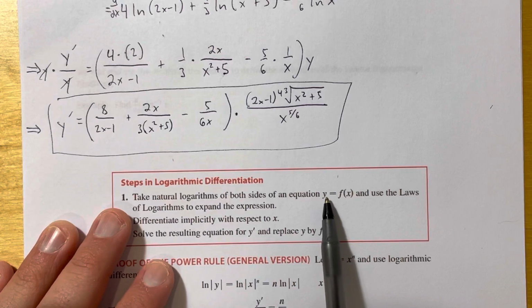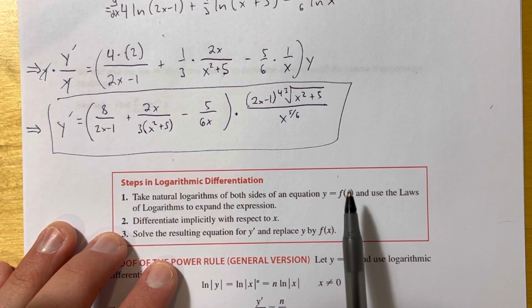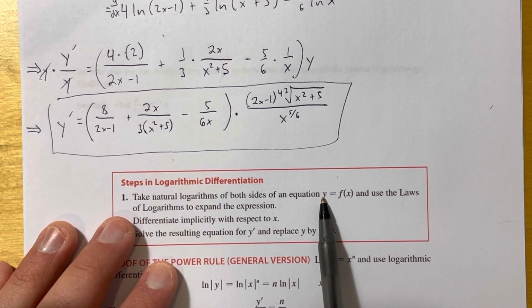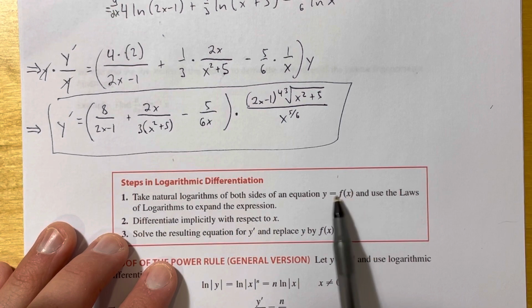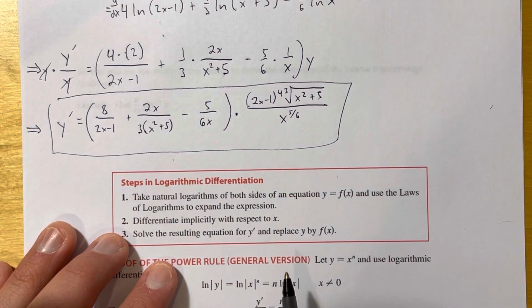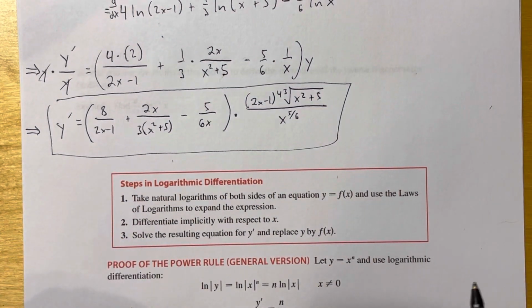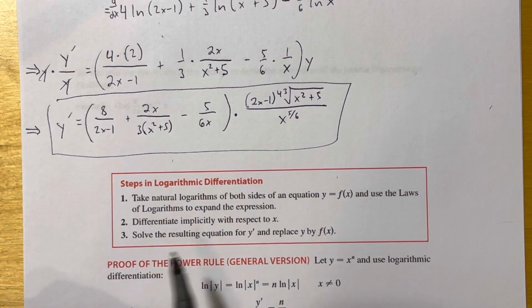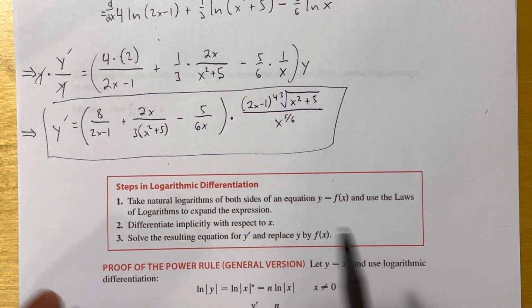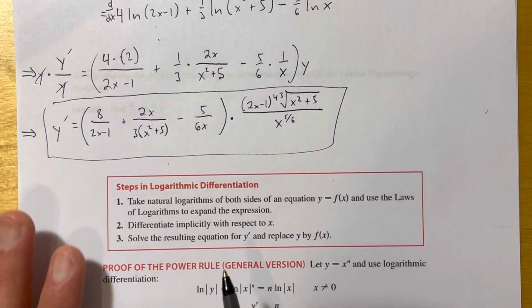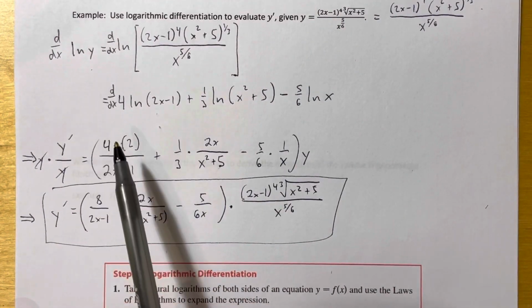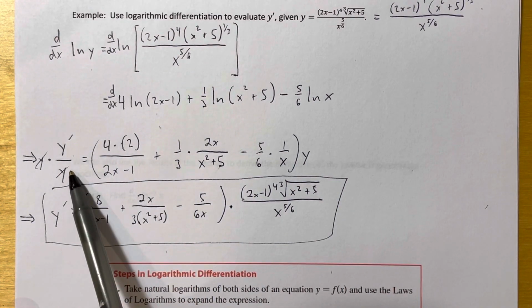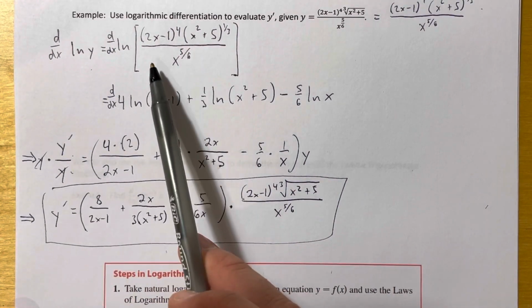If you have a function of the form y equals f of x, you can take the natural log of both sides of this thing and then use your logarithm laws to decompose the right-hand side, or to expand it into easier to manage pieces. Then you differentiate implicitly with respect to x. So the implicit differentiation takes place on the left-hand side, where we have the natural log of y. That becomes y prime over y. The right-hand side should all be in terms of x.